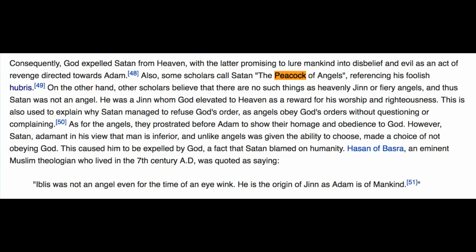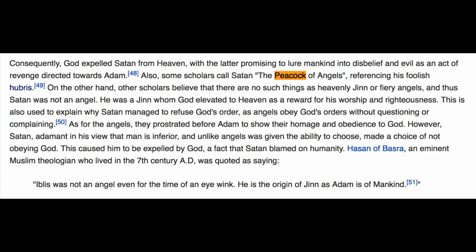On the other hand, other scholars believe that there are no such things as heavenly jinn or fiery angels, and thus Satan was not an angel. He was a jinn, whom God elevated to heaven as a reward for his worship and righteousness, just like Idris, who was chosen amongst the children of men. This is also used to explain why Satan managed to refuse God's order, as angels obey God's orders without questioning or complaining. So he had, almost like a human, free will.